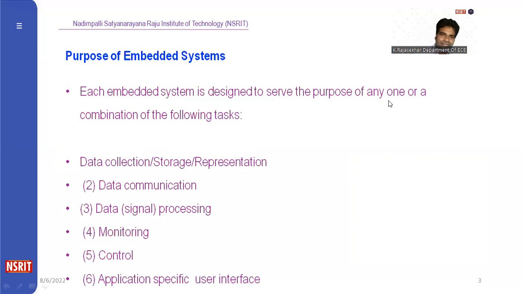So first one is the data collection, storage, representation. Second one is the data communication. Third one is the data signal processing. Fourth one is the monitoring. Fifth one is the control. Sixth one is the application specific user interface. So these are the purposes of the embedded system. Some of them follow only one, and some of them may be a combination of three or more.